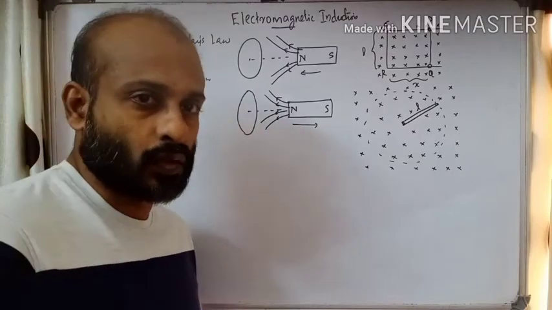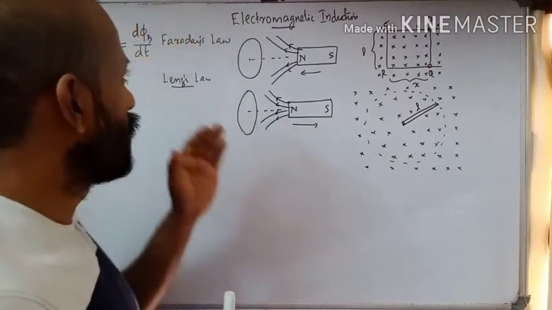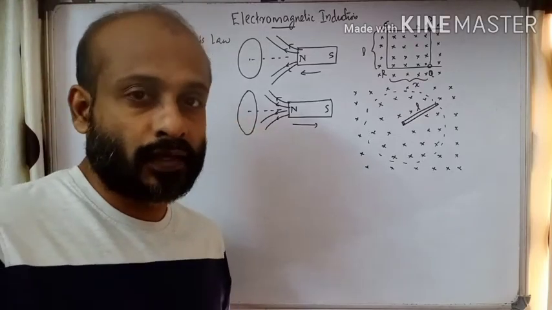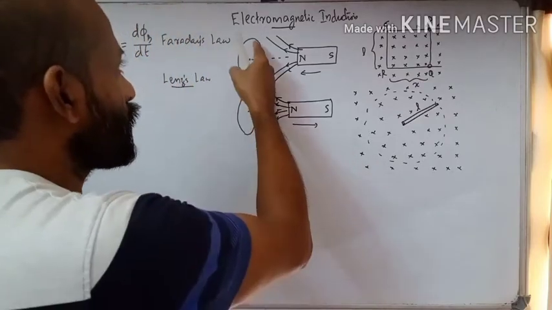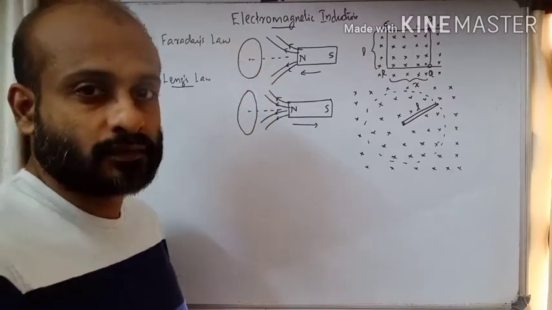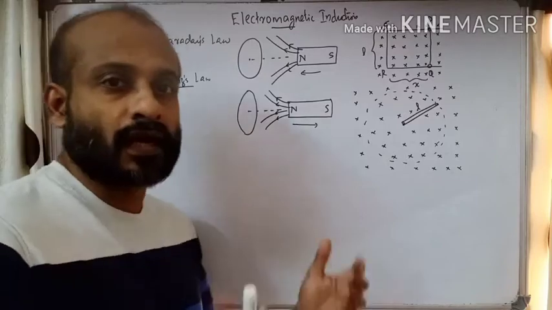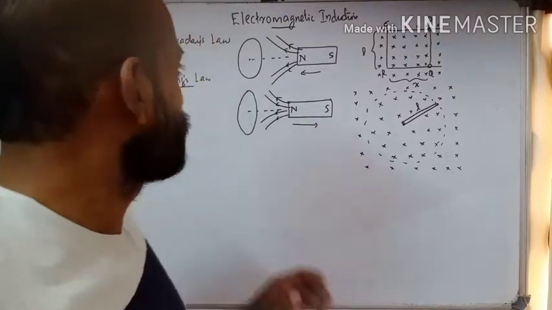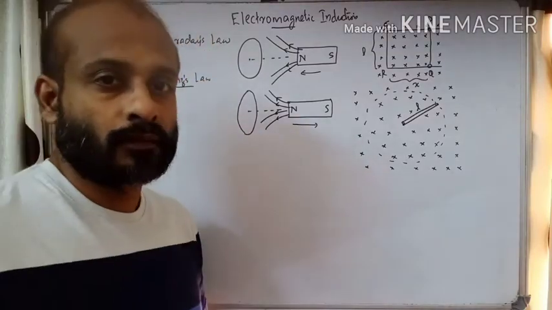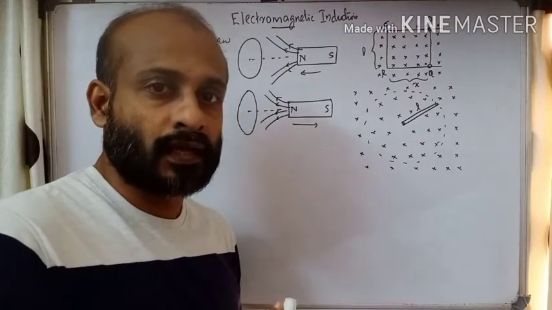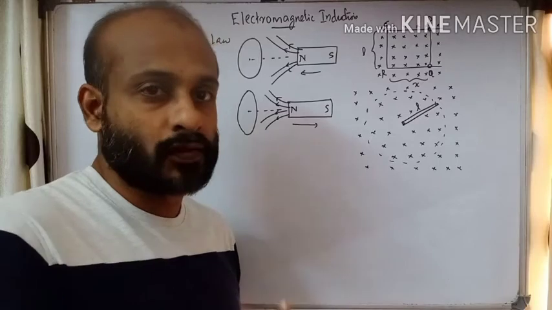Now we will see Lenz's law. Lenz's law is also related to Faraday's law, but it gives the direction of the induced current. In the closed circuit, current can flow in two ways. Current can either flow in this direction or in the opposite direction. In which direction will the current flow? That is given by Lenz's law. Lenz's law states that the direction of induced current is such that it opposes the cause producing it.